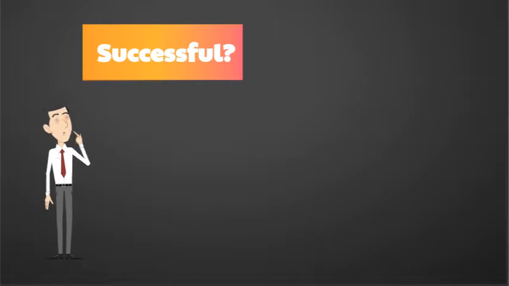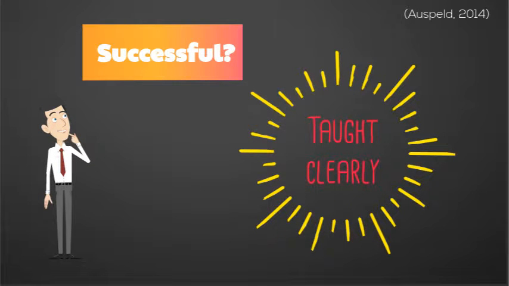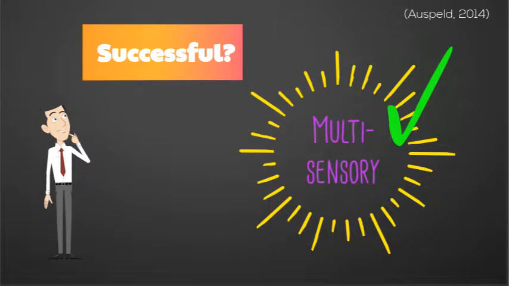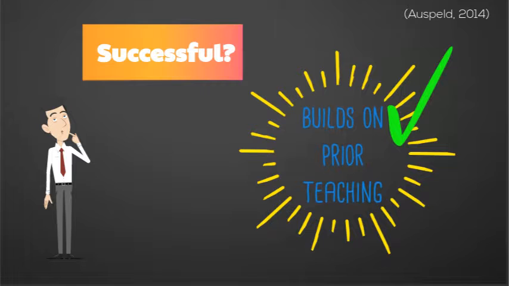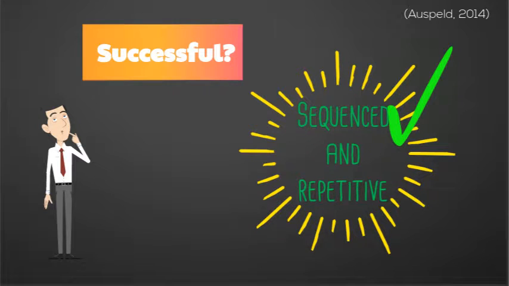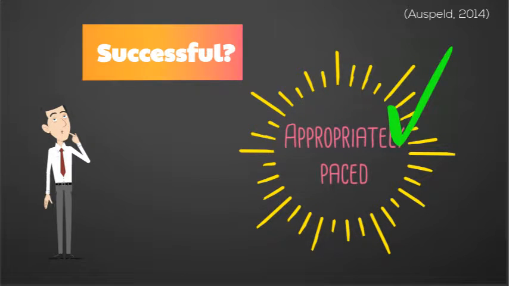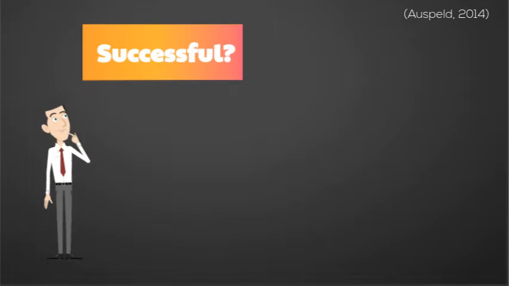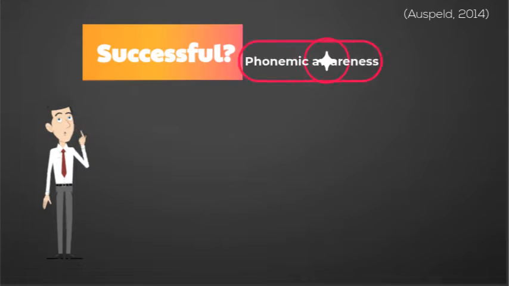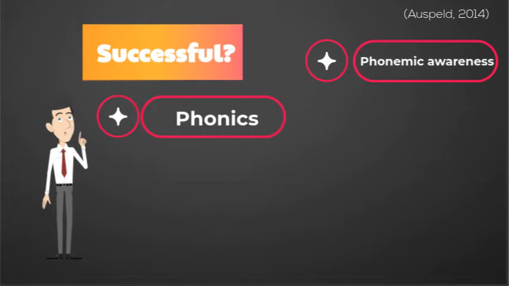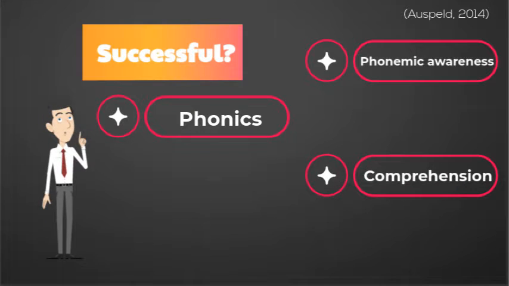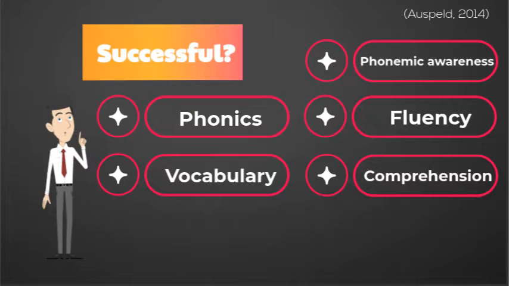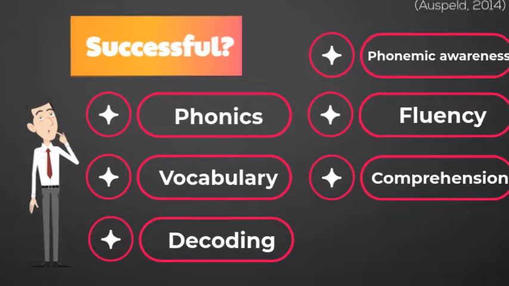It is important that the intervention program content is taught clearly and directly, not in an embedded or implicit way. That it is multisensory, it builds on what has already been taught, it is sequenced and repetitive. A successful intervention program is also taught at the appropriate pace for the students, where each component is taught on its own, with plenty of time for practice. The program must also cover the 6 instructional areas of reading: phonemic awareness, phonics, comprehension, vocabulary, fluency, and decoding, and have regular ongoing assessments of concepts taught.